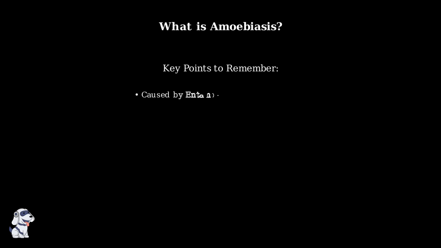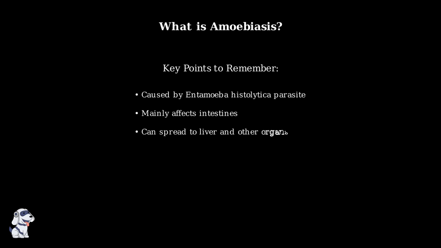To summarize what we've learned about amoebiasis, it's caused by a parasite called Entamoeba histolytica, mainly affects your intestines but can spread to other organs like the liver and is most common in tropical areas with poor sanitation. Understanding these basics helps us appreciate why amoebiasis is an important global health concern, especially in developing regions where sanitation infrastructure may be limited.